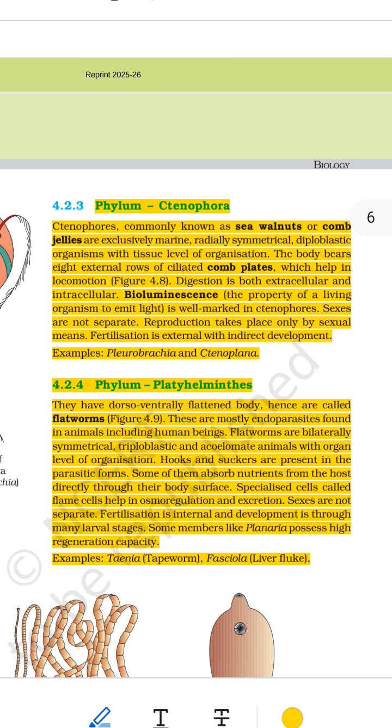One special feature of ctenophores is that they can glow in the dark. This glowing is called bioluminescence. It makes them look magical in the deep sea and helps confuse predators or attract prey.